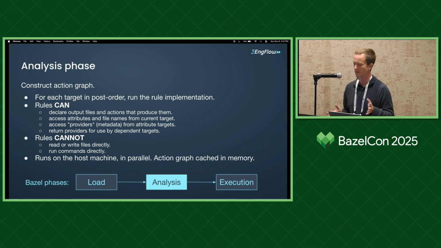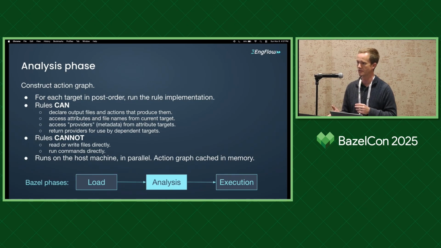They can declare output files and the actions that produce them, but they can't actually read files. You can't read files to figure out what the dependencies should be. No, you have to declare it ahead of time. They also can't run any commands directly. Repository rules can do this, module extensions can do this. Regular Bazel rules cannot. So it is just a pure thing.